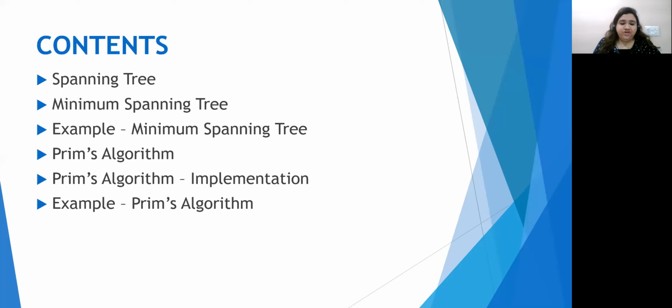These are the contents of today's video. First, I'll be telling you about the spanning tree, and then we look at what is minimum spanning tree. Before starting with Prim's algorithm, it is very necessary that we understand what these two topics are. And then finally, we will implement Prim's algorithm using an example.